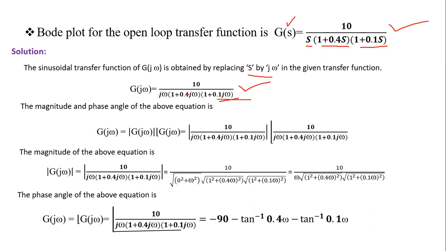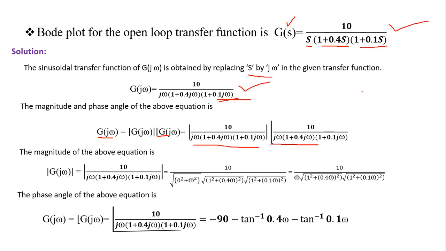If we observe this equation, it is in complex form. So now we need to identify the magnitude and phase angle for this equation. That is, G(j omega) = magnitude, mod of G(j omega), angle of G(j omega). The magnitude part means 10 / (j omega (1 + 0.4 j omega)(1 + 0.1 j omega)). This is the magnitude part we need to identify, and the angle of this term. So first we will see how to identify the magnitude part.